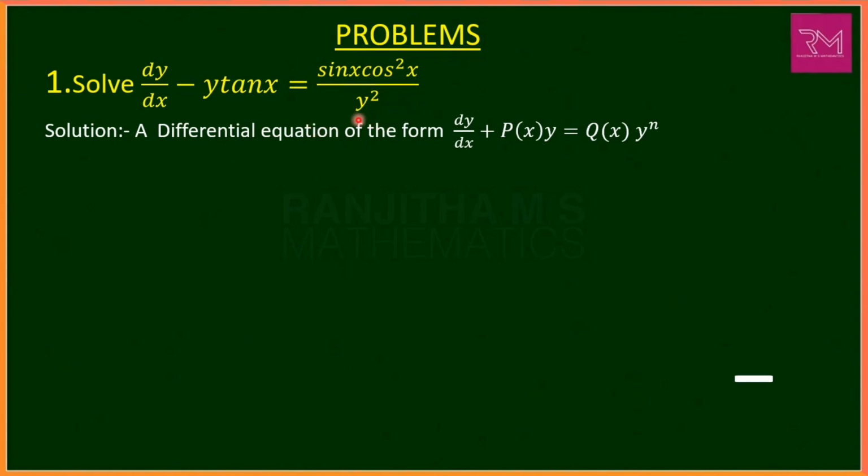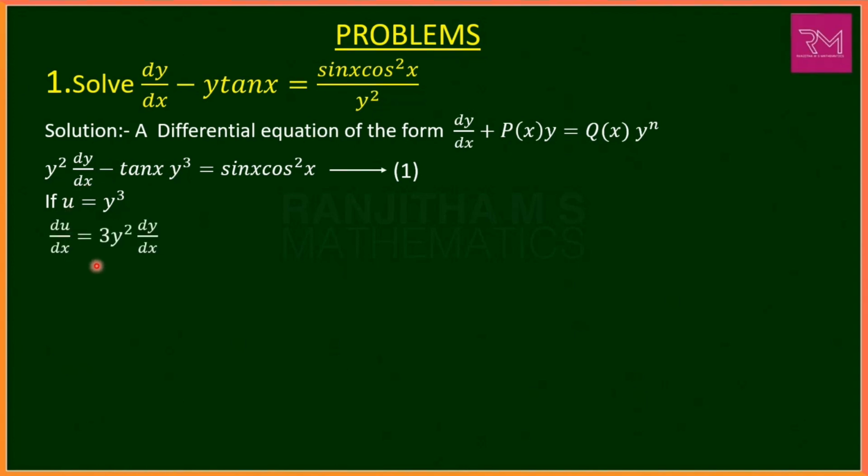For that, take this y square to the left hand side, we get y square into dy by dx minus tan x into, here y square into y is y cube, which is equal to sin x into cos square x. Call this equation number 1. Now observe carefully, this is an equation of the form x and y. We have to reduce this to an equation containing u. For that, take u is equal to y cube. If we take the y cube as u and differentiate this term with respect to x, we get du by dx value is, differentiation of y cube is 3y square into, again differentiating y with respect to x, that is dy by dx.